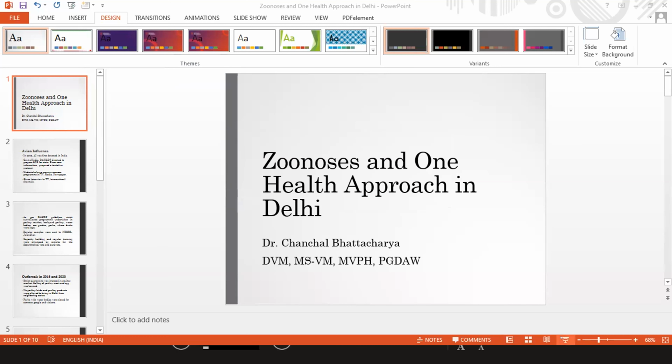No poultry birds or poultry products were allowed to be brought into Delhi from neighboring states. Yes, all the borders, all the entry points of Delhi were closed at the time, mostly those from where the poultry birds and poultry products are brought to Delhi.